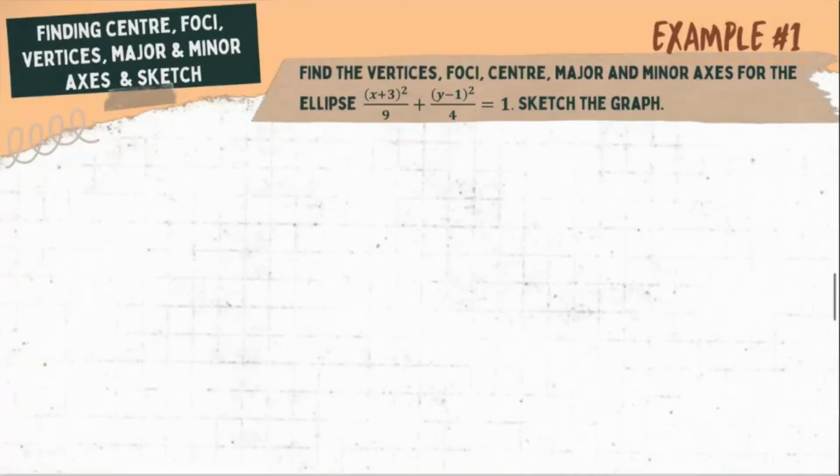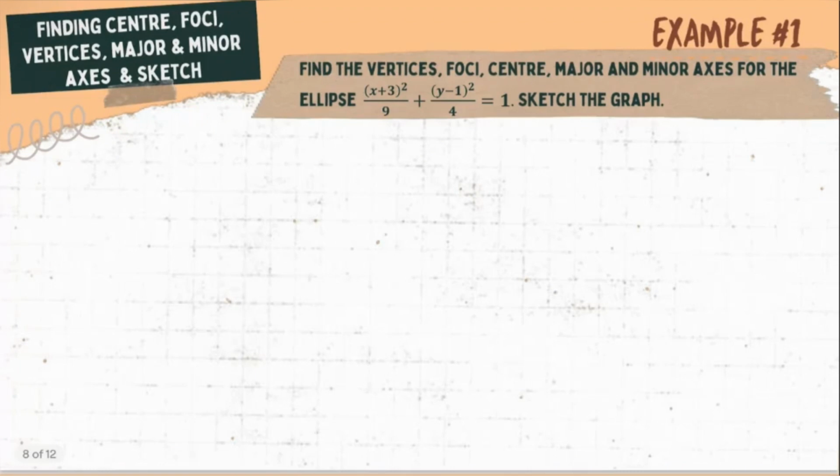So now let's look at the first example untuk mendapatkan center, foci, vertices, major and minor axis dan juga sketch. Semua adalah dalam satu soalan. Okay. So the question is find the vertices, foci, center, major and minor axis for the ellipse ini, and then sketch the graph. Okay, so dia dah bagi satu equation of ellipse.